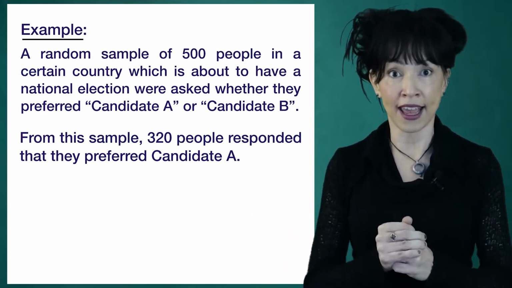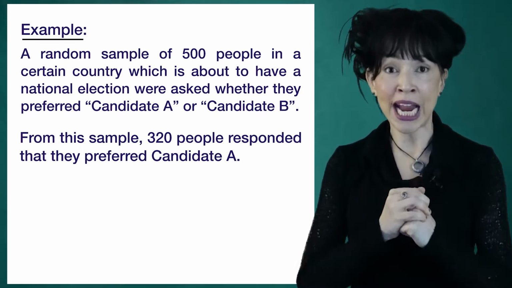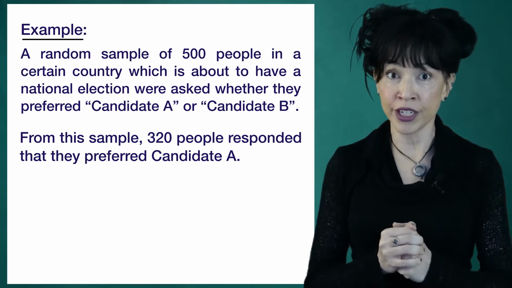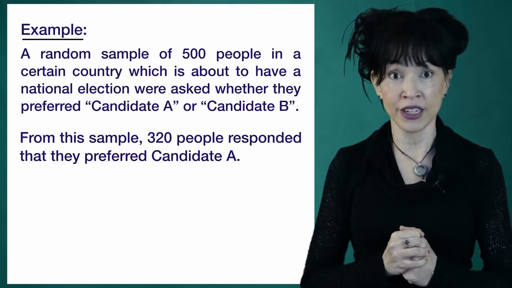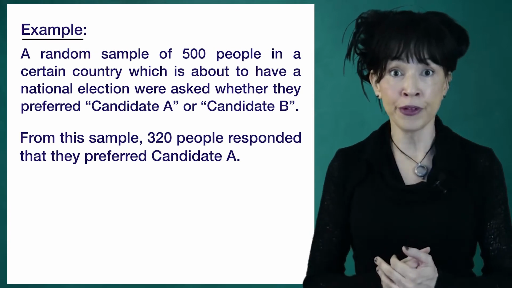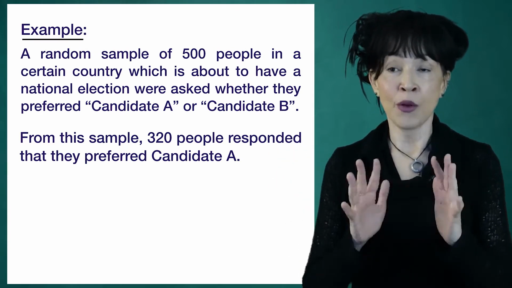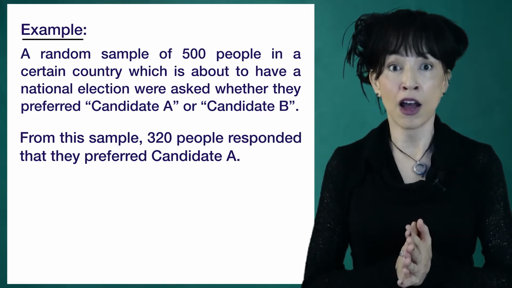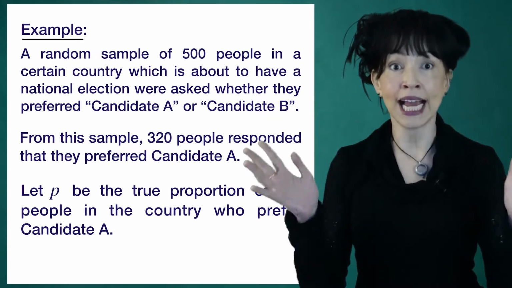like candidate A. So we have a sample proportion, 320 over 500, which is exactly 64%. So that's what we're seeing in our sample. But what does it say about the larger population? I want to do a hypothesis test on p, where p is the true proportion for the entire country.